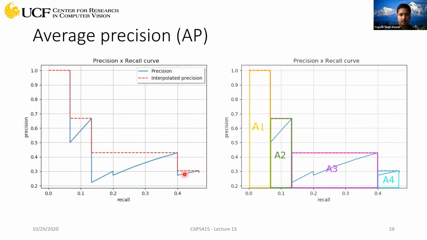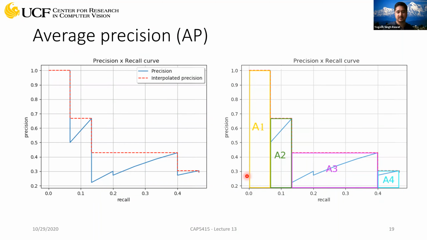And once that plot is finished, you will just compute the area under this curve. And these are just these rectangles. You can easily compute the area of each rectangle and sum them up. And that will give you average precision.